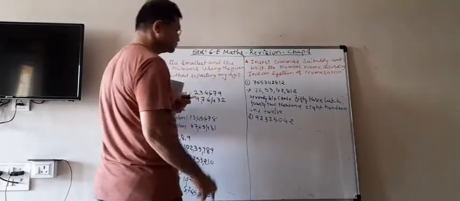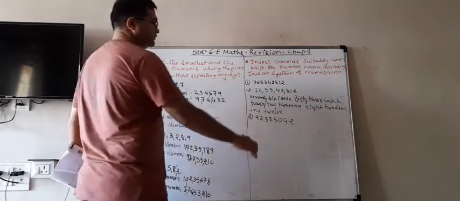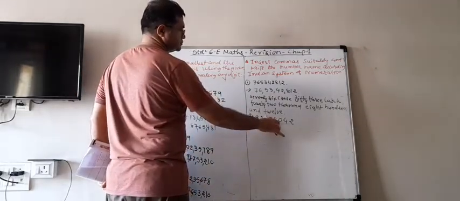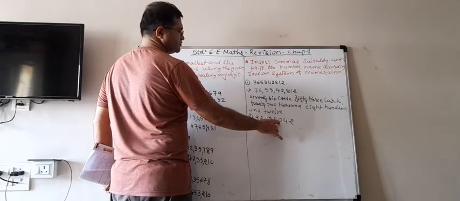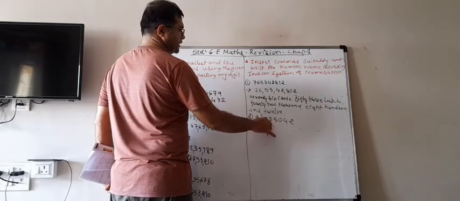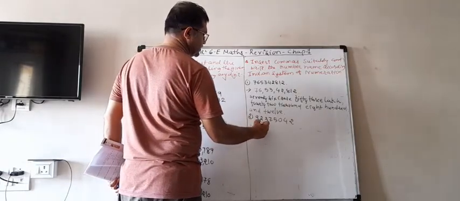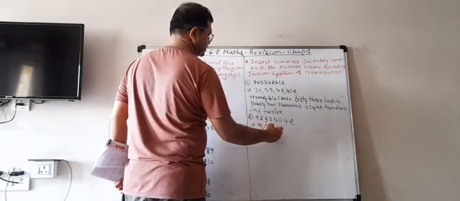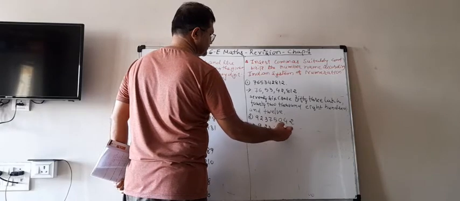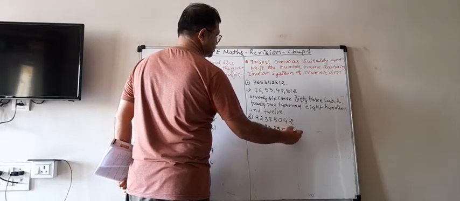9237504. So here our first comma will be after 5, between 0 and 5, then it is 75 and then 23. So it will be 9,23,75,042.